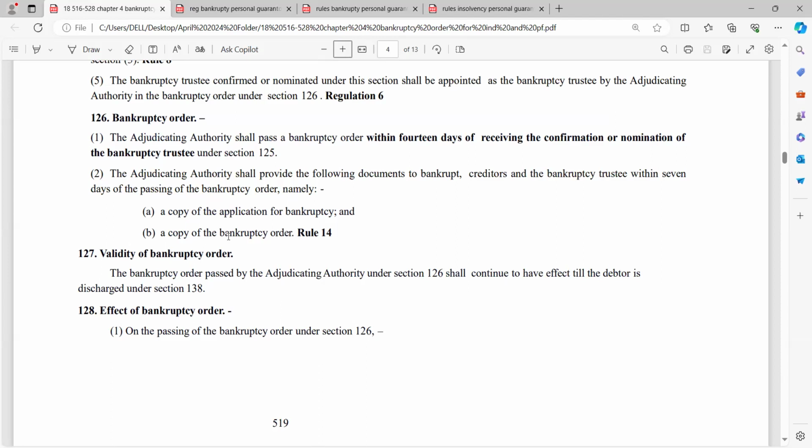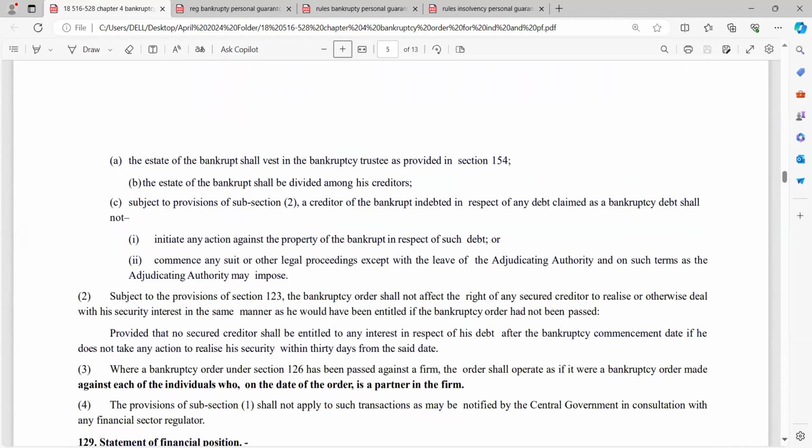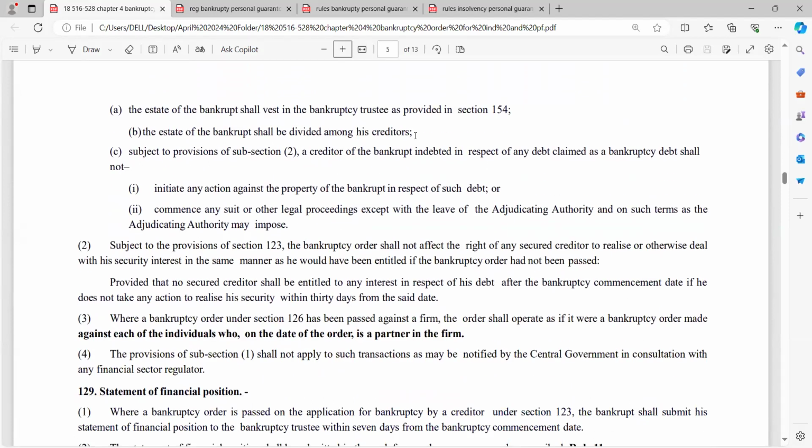Now validity, it shall continue till the debtor is discharged. Now 128, effect of the bankruptcy order. On the passing of the bankruptcy order under section 126, the estate of the bankrupt shall vest in the bankruptcy trustee as provided in section 154. So this estate of the bankrupt shall vest in the bankruptcy trustee.